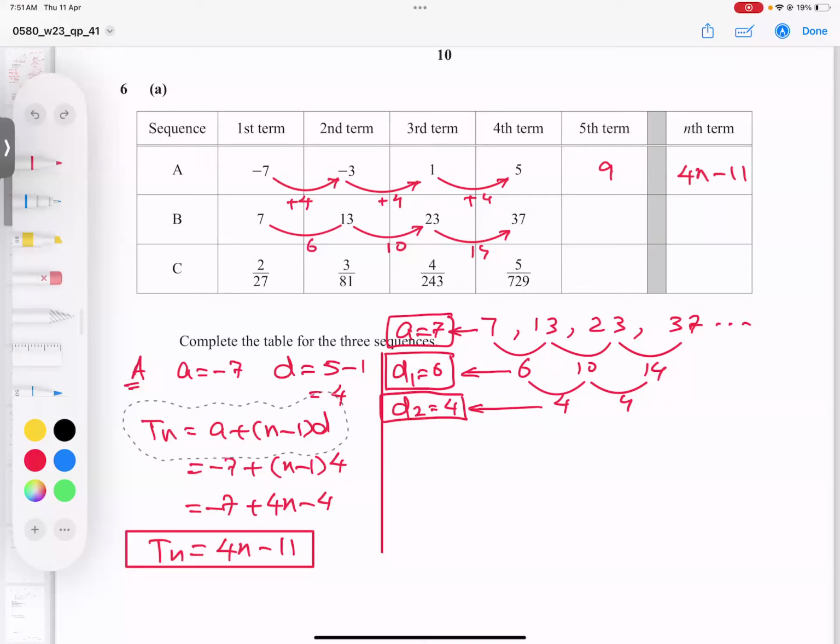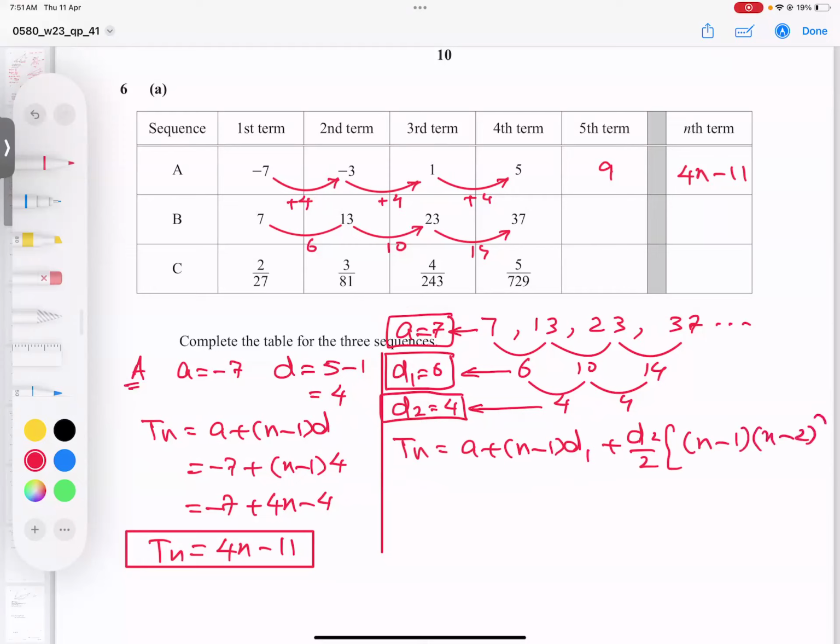If I copy and I paste here, all right, and I just change one thing here: D1 and plus D2 divided by 2 in the bracket, n minus 2, into (n minus 1) into (n minus 2). That's it. Now you plug in the numbers, a is 7. So this is algebra only, n keep as n, and D1 is 6 and D2 is 4.